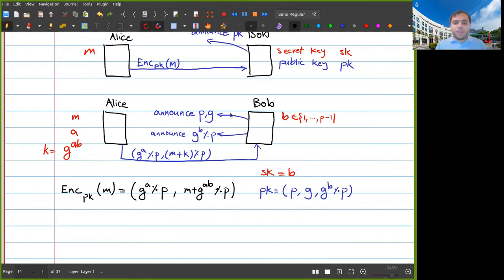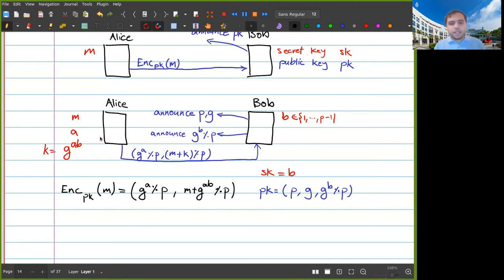We are saying that first Bob announces P and G and his part, which is G to the power of B. So at this point, Bob has announced everything that he would announce in Diffie-Hellman. And so now, since Bob has done everything that he was doing in Diffie-Hellman, he can go offline. We don't need him anymore. And then Alice can come and fill in the missing parts.